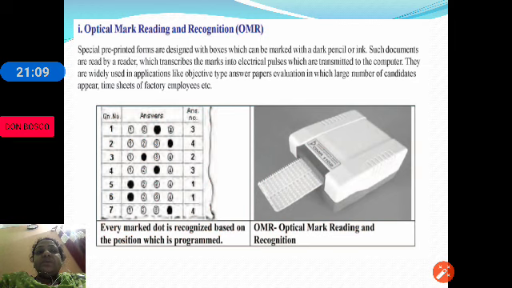What happens is there will be a pre-printed format on which some shading is done. Special pre-printed forms are designed with boxes which can be marked with a pencil or ink. Such documents are read by the OMR, which transcribes the marks into electrical pulses and transmits them to the computer.